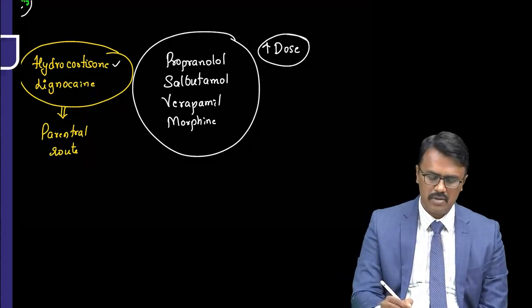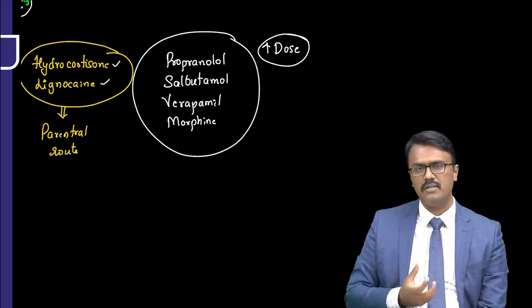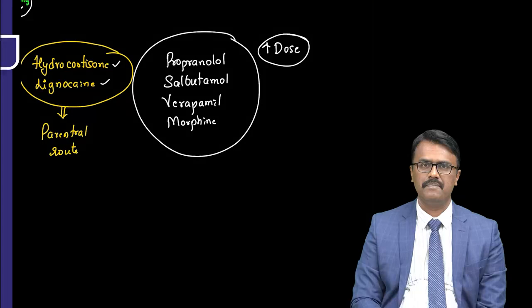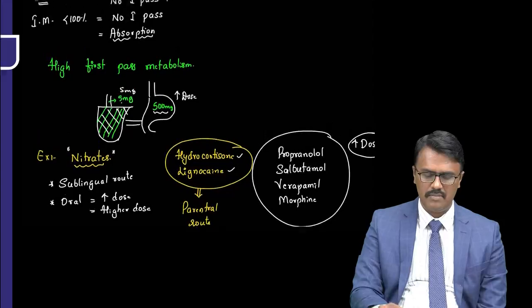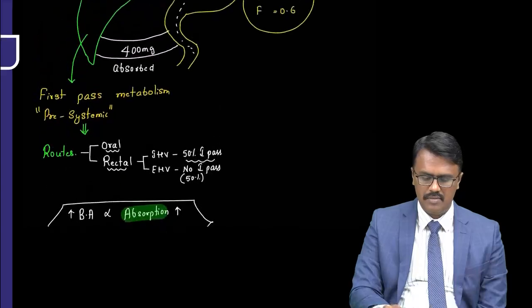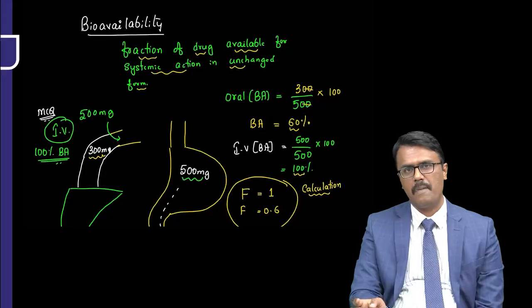Sir, why can't we give hydrocortisone, lignocaine orally? You can give it, but the problem is the toxic metabolites are going to cause adverse effect. So that's why these are given parenterally. So that is the importance of knowing the first pass metabolism and why IV has 100% and what is bioavailability, and we understood all these things in this.